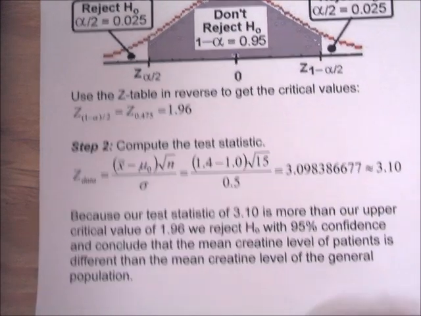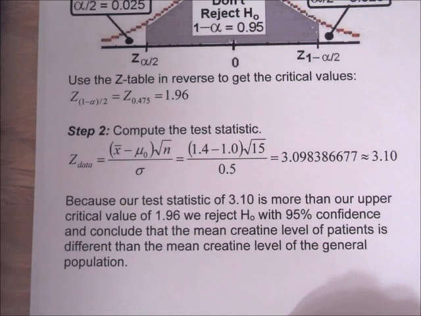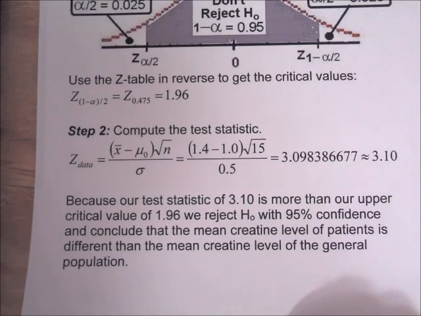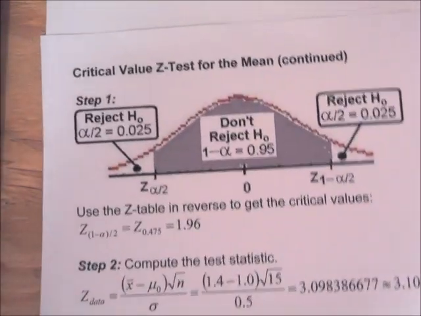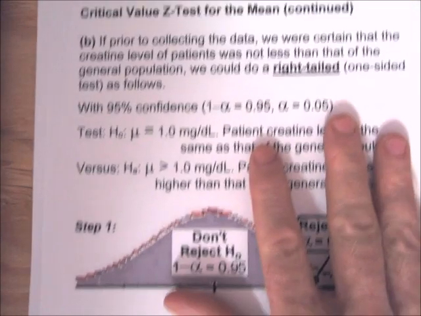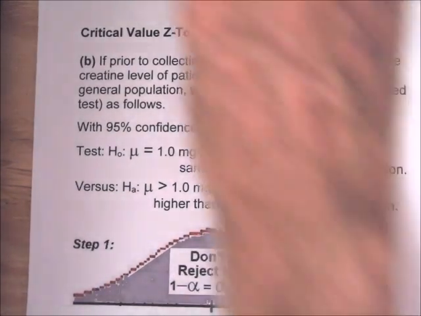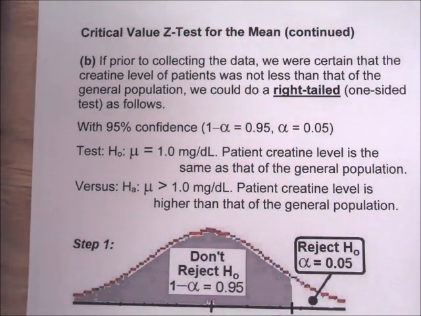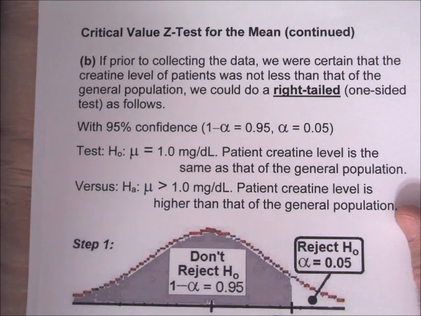And because our test statistic is more than our upper critical value of 1.96, we reject H naught with 95% confidence and conclude that the mean creatine level of patients is different from that of the general population. Now that was a two-sided test. If prior to collecting the data we were certain that the creatine level of patients was not less than that of the general population, we could do a right-tailed test.